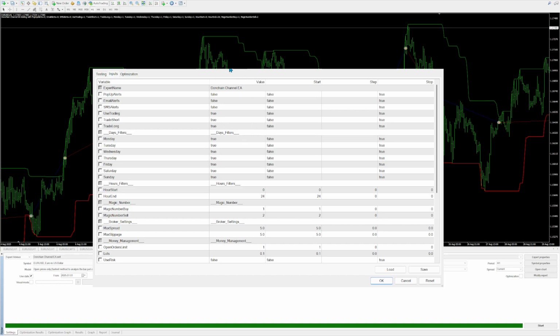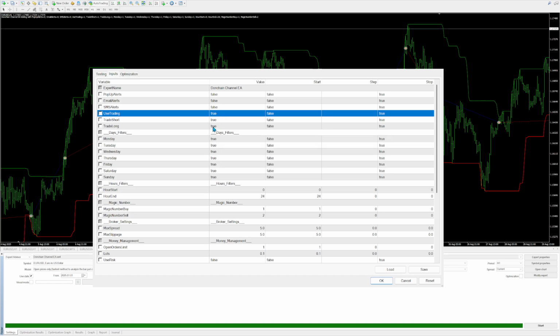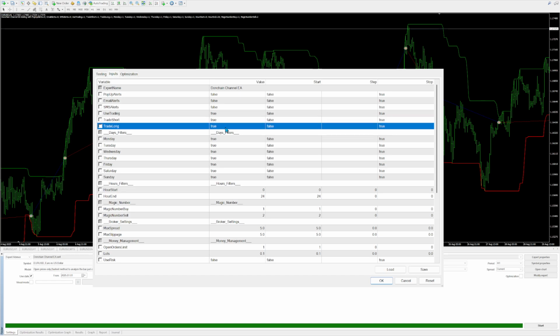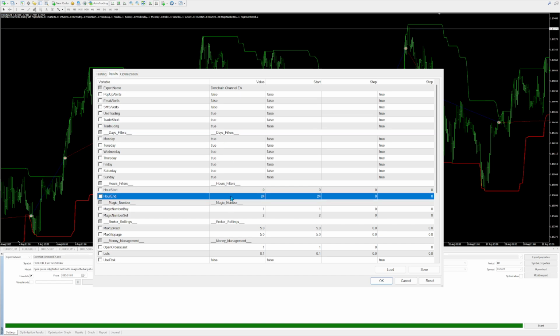So go expert properties. Okay, these are the inputs that can be optimized. So if we have used trading set to true, we'll optimize, we'll trade long and short all days.